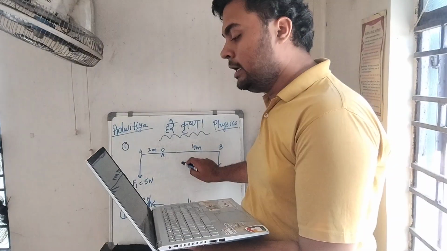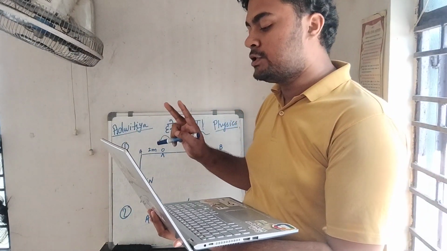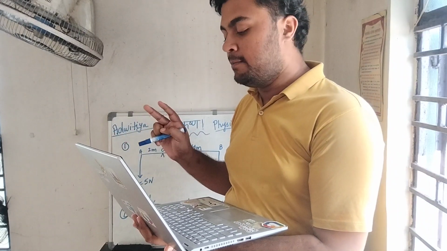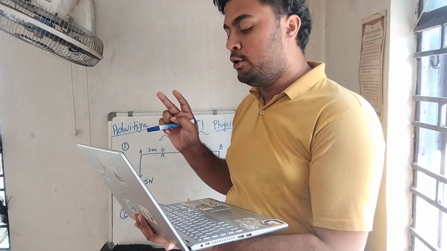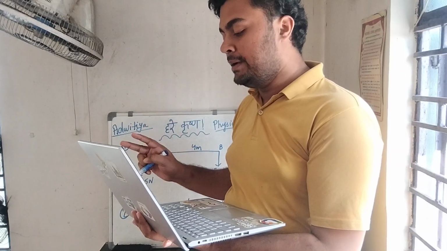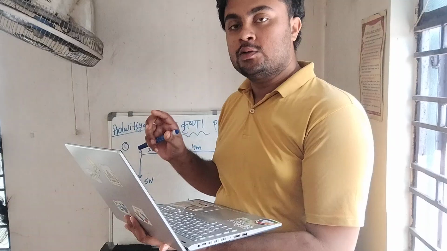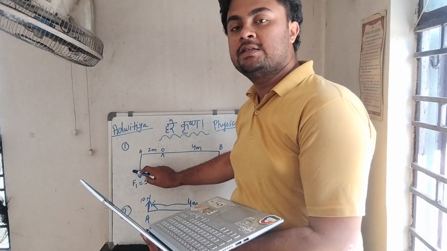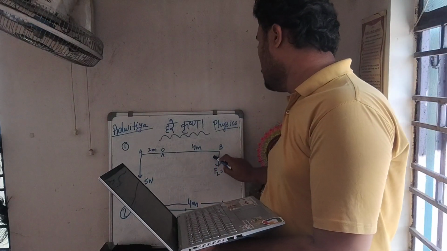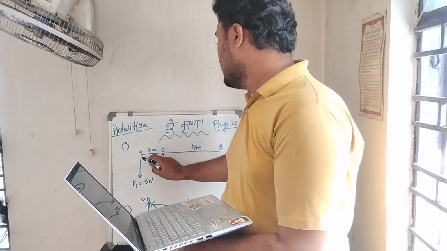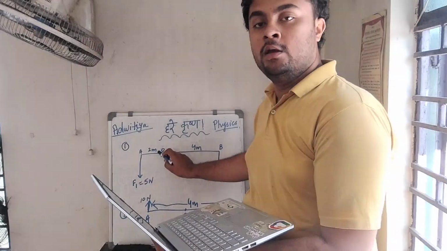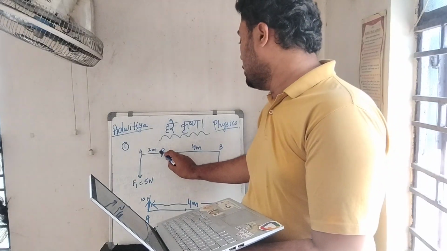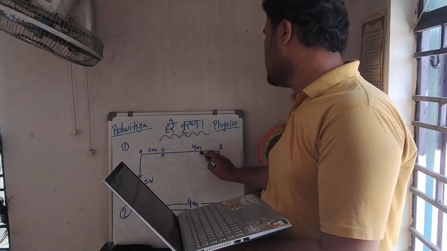shows two forces, F1 equals 5 Newton, F2 equals 3 Newton, acting at points A and B of a rod pivoted at point O, such that OA equals 2 meter and OB equals 4 meter. So these are the things that we have been given. There are two forces, F1 which is 5 Newton, F2 which is 3 Newton, and then we have the point of pivot O. From the pivot O, the distance of F1 is 2 meter, and the distance of F2 is 4 meter.